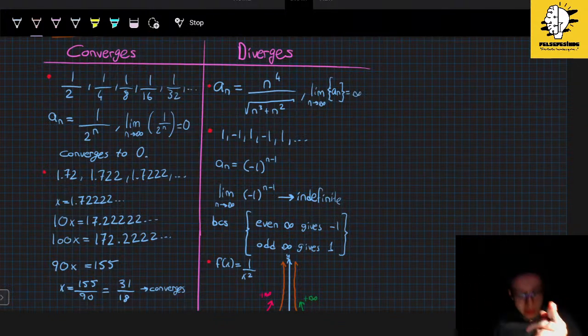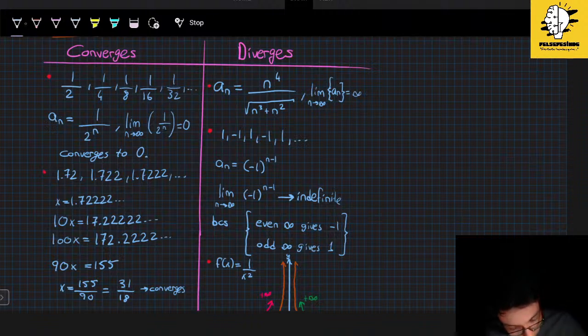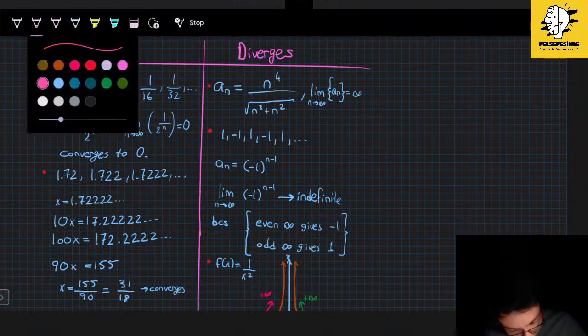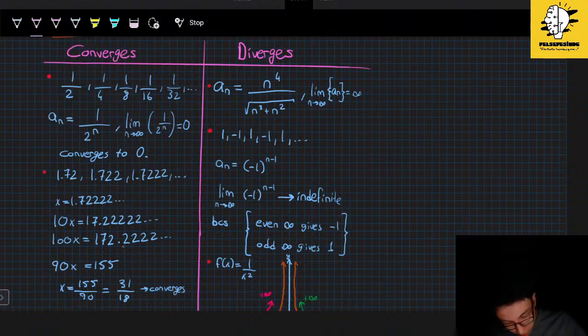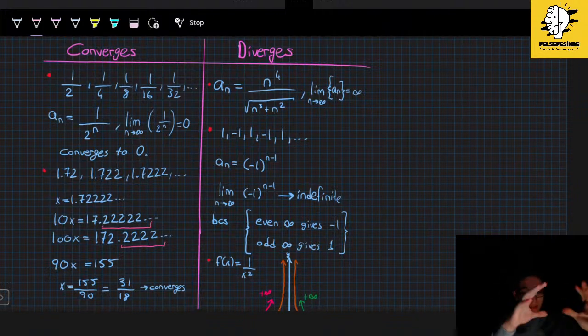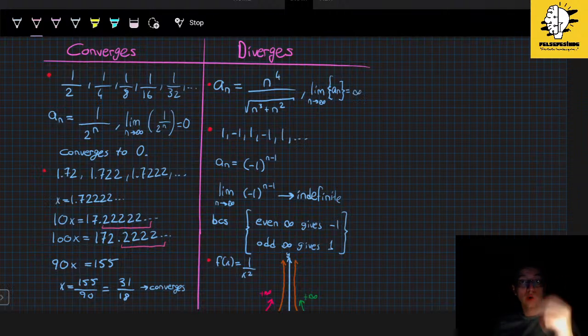172.22222. Why did I do this? Because I realized that if I do this, let me choose a better color, like this maybe, those parts in the 10x and 100x are equal. So if I subtract 10x from 100x, I will have 90x, and those parts will already cancel each other out, and 90x will be equal to 155.